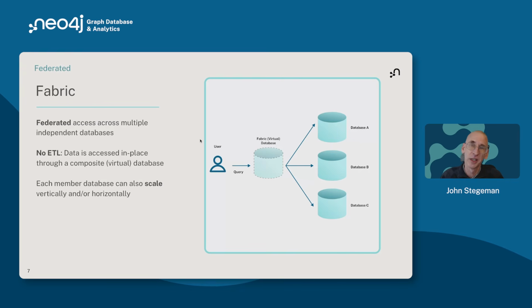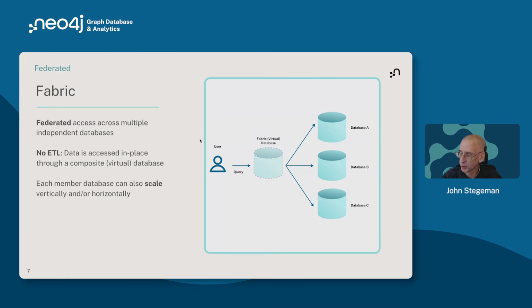So you're still using Cipher, but you need to specify where the data actually comes from, because remember, the composite database itself does not hold any of the data. So you need to modify your application a little bit if you're going to use a Fabric solution. But the benefit is that you now have federated access. You might be using Neo4j databases for multiple use cases in your organization. You can now combine data together in a single query, in a single application, without needing to move data around.